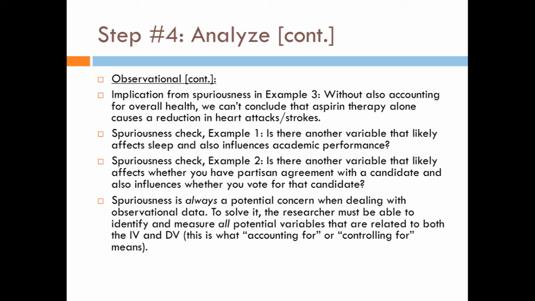So later this semester, when we get into statistical models and I say that we accounted for or controlled for things, it's because we're trying to isolate the influence of the key independent variable in the explanation of what causes the change in the dependent variable.